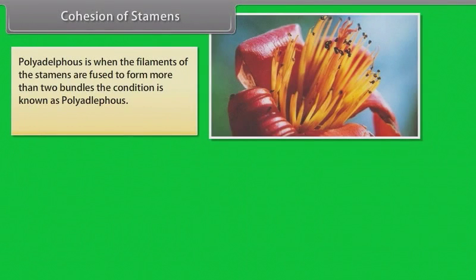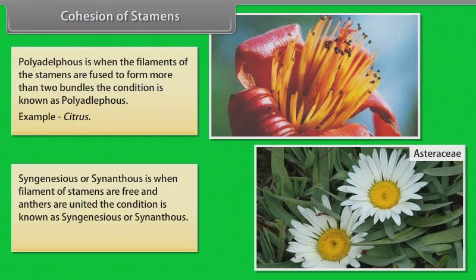Polyadelphous is when the filaments of the stamens are fused to form more than 2 bundles. The condition is known as polyadelphous. Example, citrus. Syngenesious or synantherous is when filaments of stamens are free and anthers are united. Example, Asteraceae.